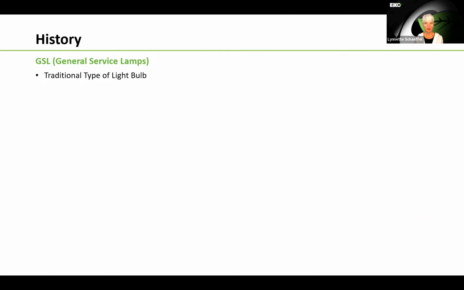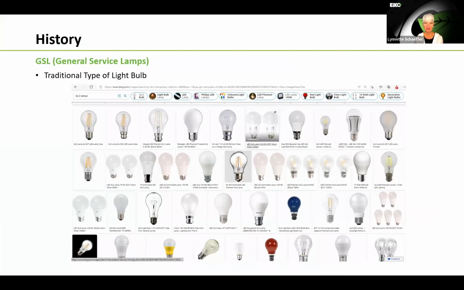So if you were to type in GSL into your web browser, you're probably going to see some images that would appear to be something like this. Now, GSL lamps sort of have that classic pear-like light bulb shape and are used in many applications, especially in residential. I'm sure many of you are familiar with these, right?